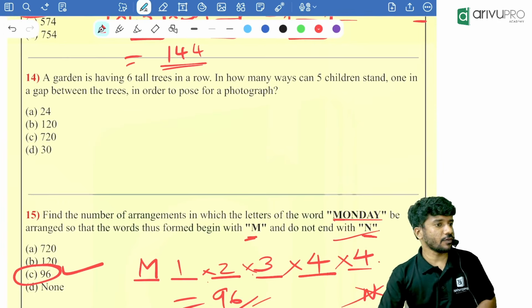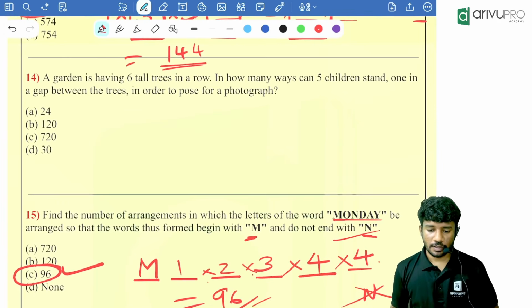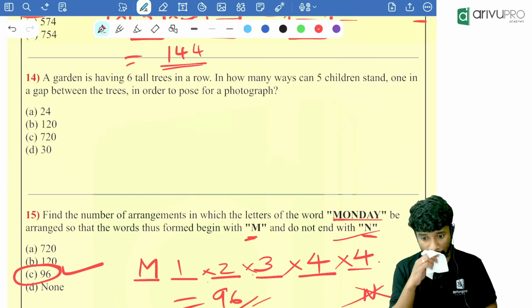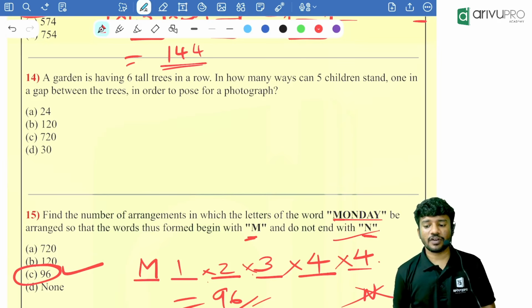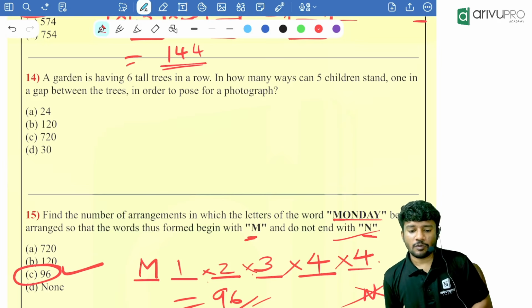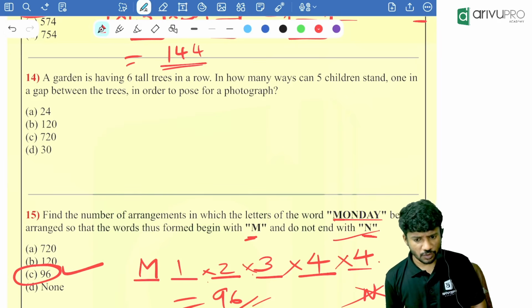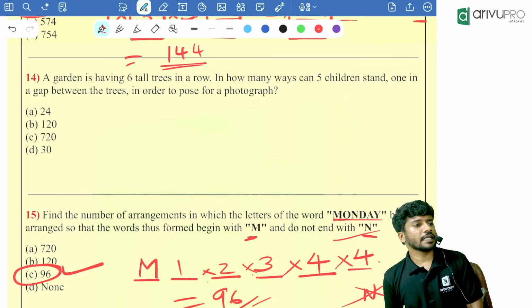Get me the answer. This question, everyone, please. A garden is having 6 tall trees. In how many ways can 5 children stand, one in a gap between the trees, in order to pose for a photograph is the question. Can everyone do it for me? Very easy question. Direct question if you ask me.